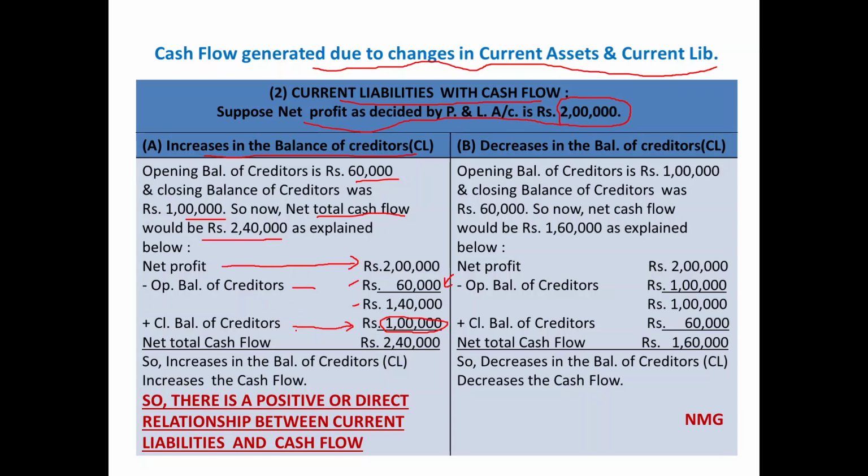So at the end of the year, balance of creditors rupees 1 lakh lying with us. We are using this money of our suppliers, and by that way we have increased our cash flow. So 2 lakh 40,000. Second method or logic, comparison of two balances. Opening balance was 60,000, closing balance was 1 lakh. Net and net during the year, balance of creditors has been increased by rupees 40,000. Opening was 60,000, closing was 1 lakh. Net and net it has been increased by rupees 40,000.